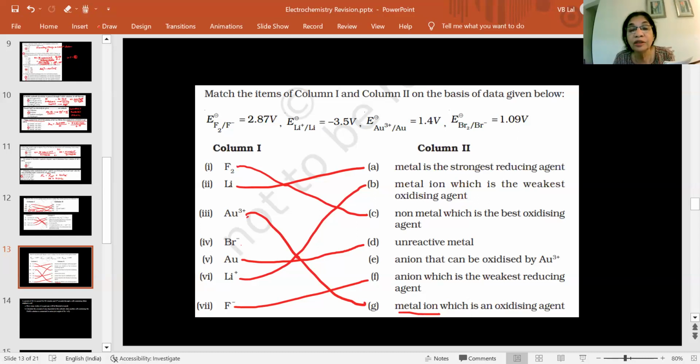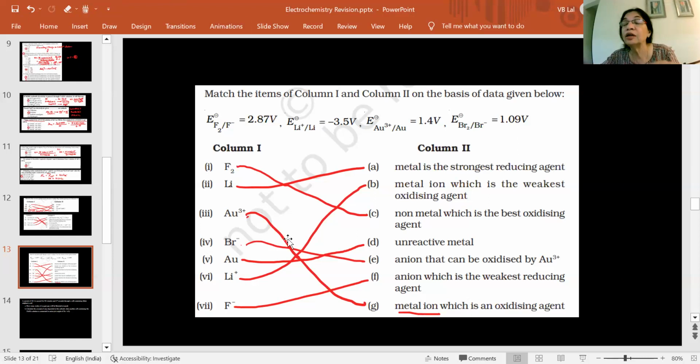So which one remains now? An anion that can be oxidized by Au3+. Can it be? Reduction potential. It has to be this only then. 4 has to be this. Okay, so this is how you can match the following.